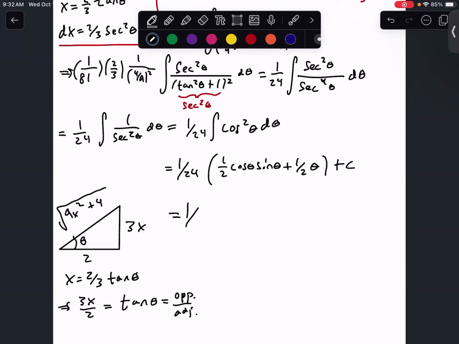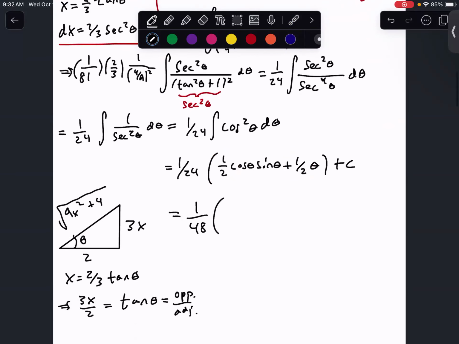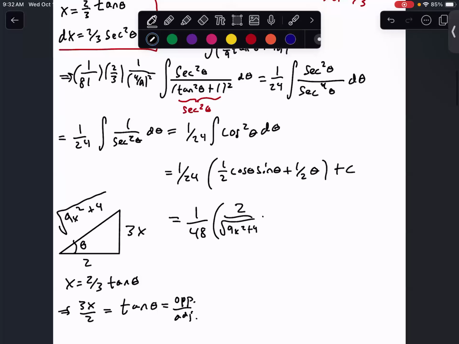So this is 1 over 24. Both things are being multiplied by 1/2, so let's make this 1 over 48. Cosine is adjacent over hypotenuse, so this is 2 over the square root of 9x squared plus 4, times sine. Sine is opposite over hypotenuse, so this is 3x over the square root of 9x squared plus 4. So you can multiply these things together and get rid of the square root. And that's going to be plus 1/2 of theta.